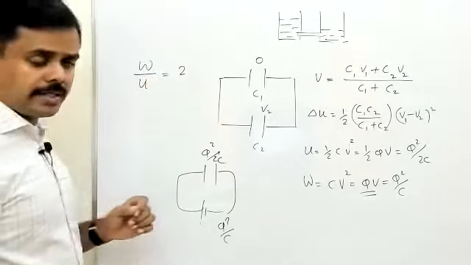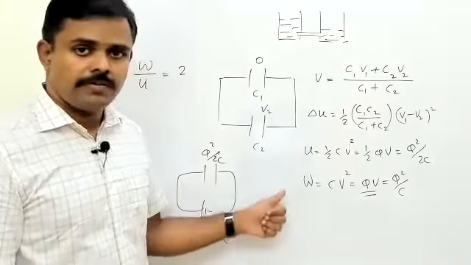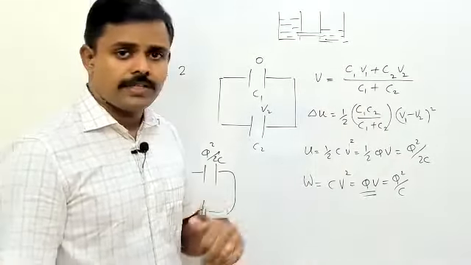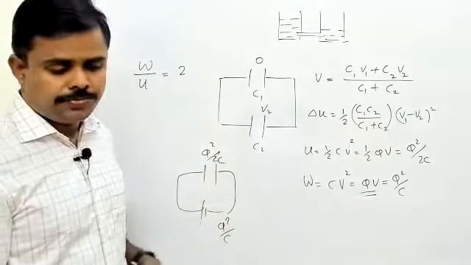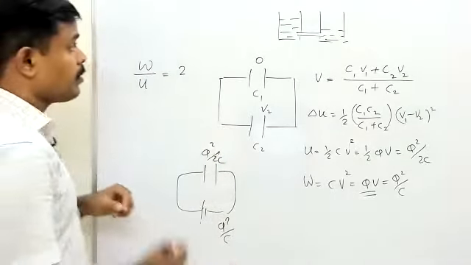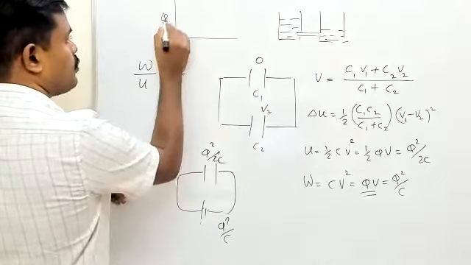It's a competitive examination question as well. Work done to energy stored. Work done is CV square, but energy stored is half CV square. So the ratio is 2. And the fourth probable question is, draw the graph of Q against V.